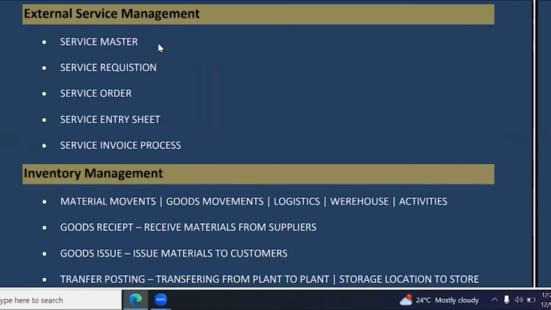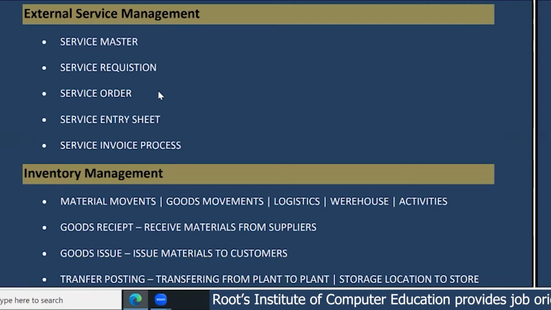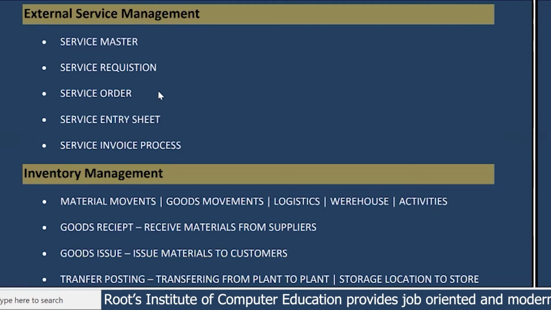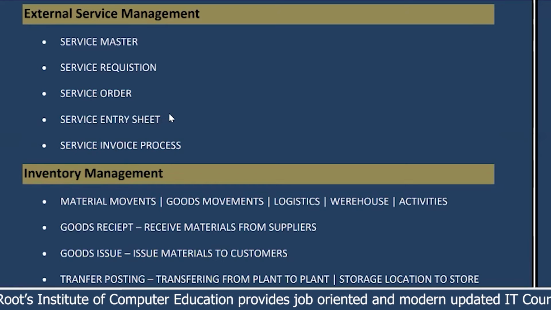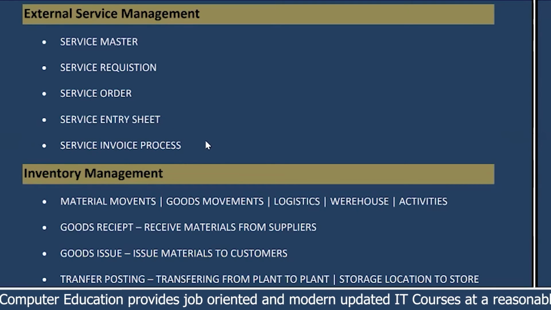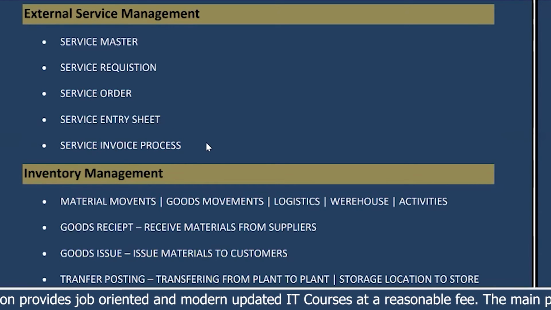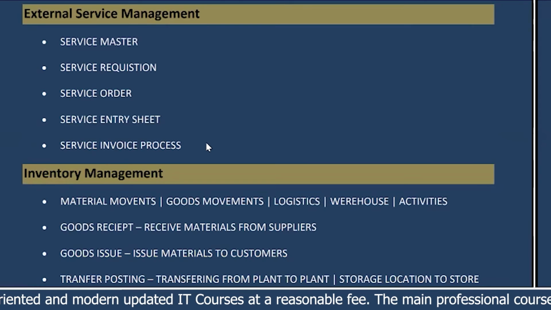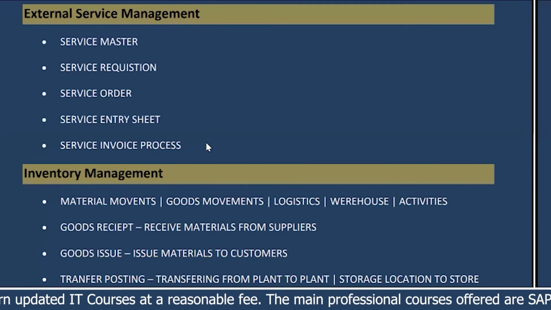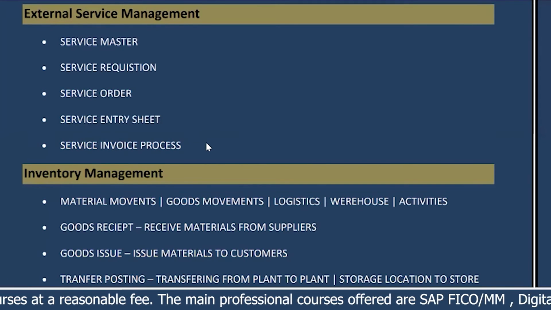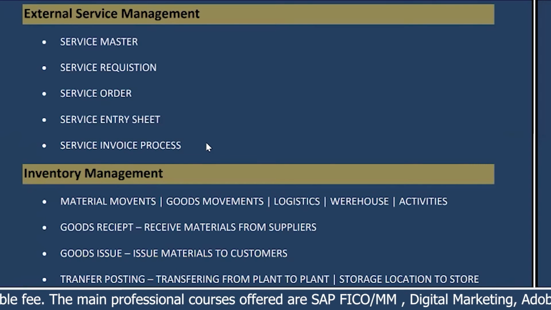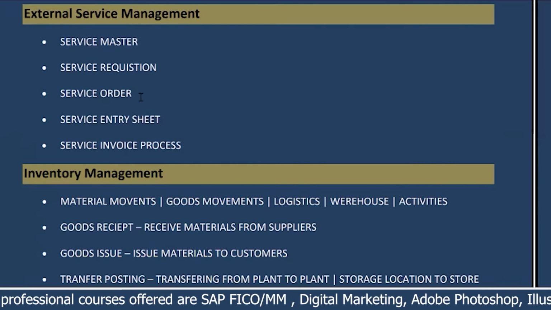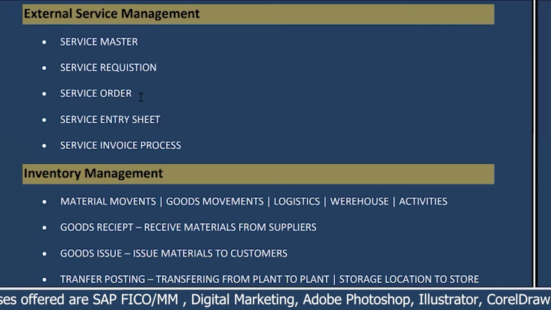Now we execute the service master from the transaction AC03, service requisition from the transaction ME51N, service order from the transaction ME21N, service entry sheet from the transaction ML81N, and service invoice from MIRO. We can pronounce Miro or Miro. Okay. So every procurement has a process flow. Okay. So this service procurement is definitely applicable to all kinds of industry.